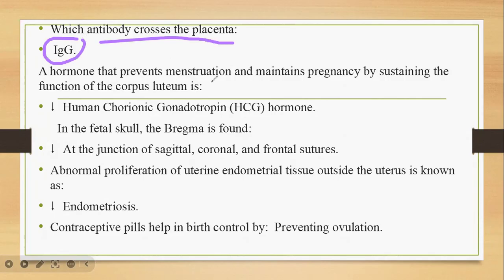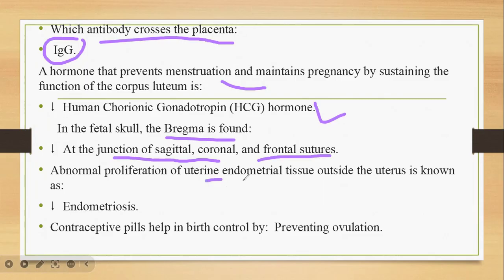Now, the hormone that prevents menstruation and maintains pregnancy by sustaining the function of the corpus luteum is HCG, which is important. In the fetal skull, the bregma is found at the junction of the sagittal, coronal and ventral sutures.